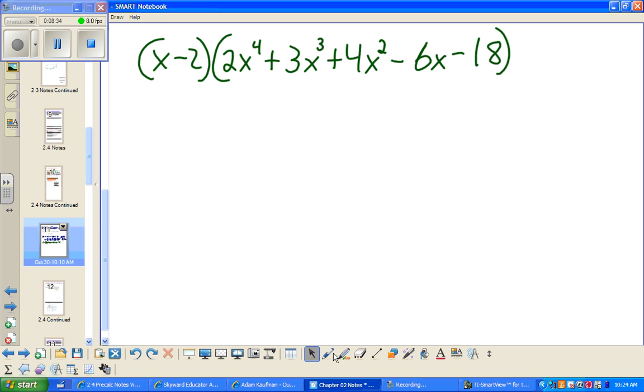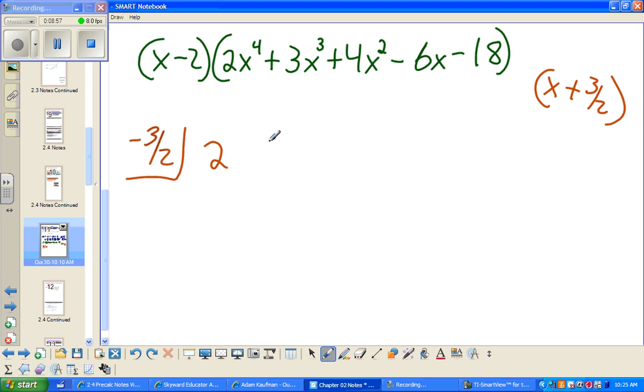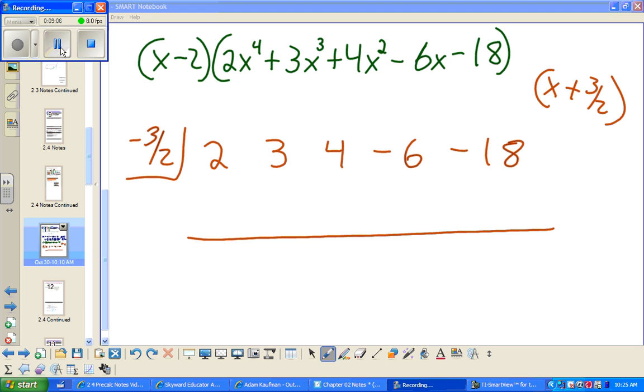So I'm going to try to factor out and verify that x plus 3 halves is going to be a factor. To do that, set it up the same way that I had before. I'm going to put negative 3 halves up here, and then I write the coefficients out for my synthetic division: 2, 3, 4, negative 6, negative 18, and then I go through this process again.